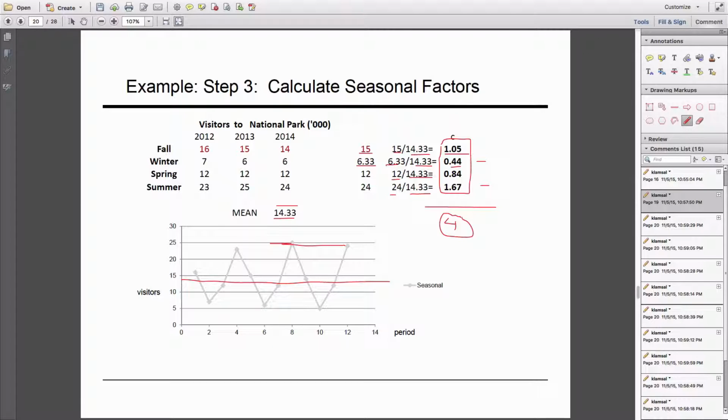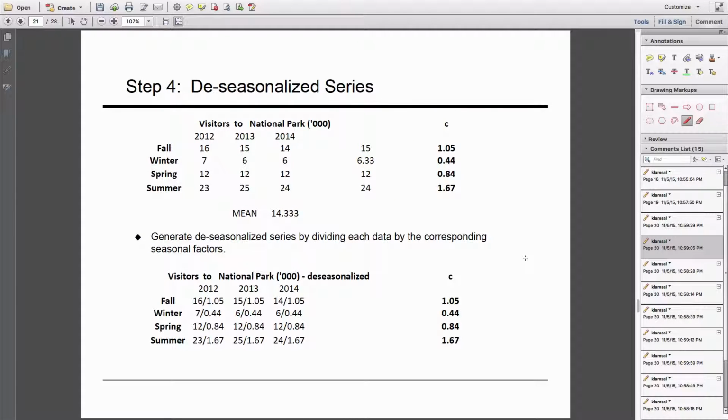Okay. How do we do this? How do we deseasonalize the data? All right. To deseasonalize, we have to take away the seasonality from the data set. Does that make sense? The idea is, if the season did not exist, how would the data look like? Let's look at the original data first.